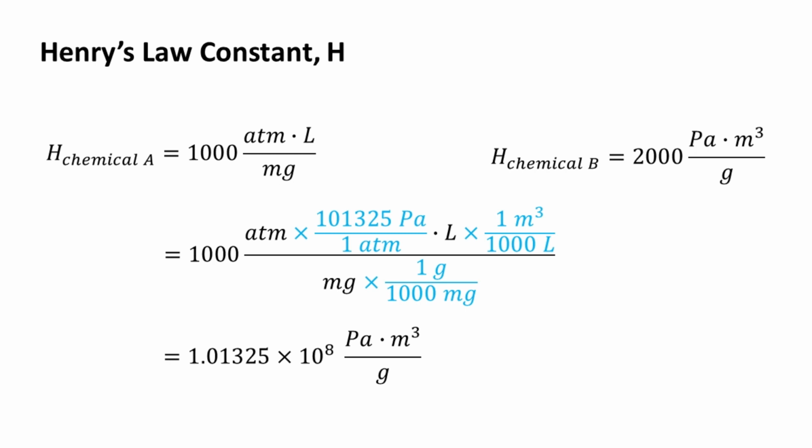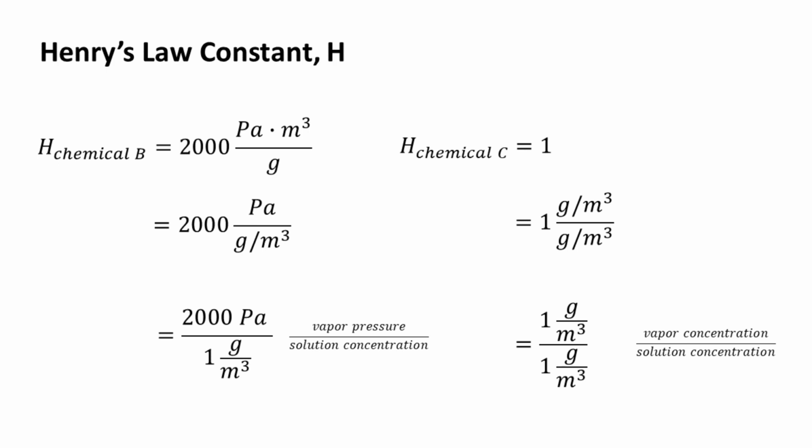After the unit conversion, the Henry's law constant of chemical A under 20 degrees Celsius becomes above 100 million Pascal cubic meter per gram, significantly more volatile than chemical B. Following this unit conversion method, we can make sure that the units for different Henry's law constants are consistent before any comparisons. However, we are not done with Henry's law constant yet.